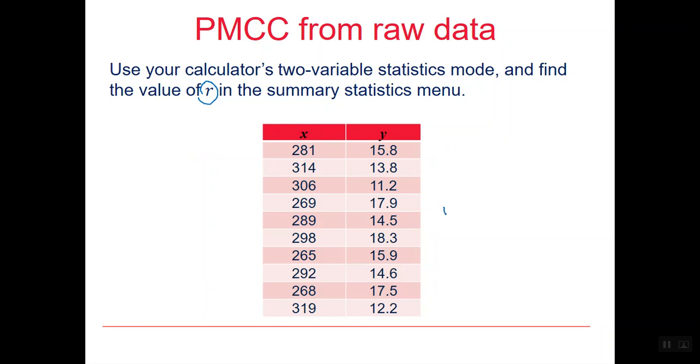You should get the answer that R is equal to minus 0.7014. If you're given a show that question, you would need to give details of the working out, and for that you'd need to use the formula. We'll come to that shortly.